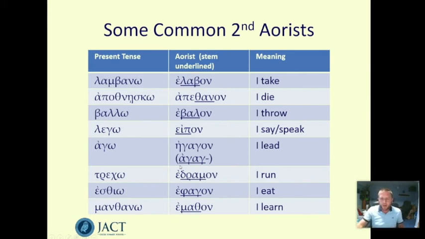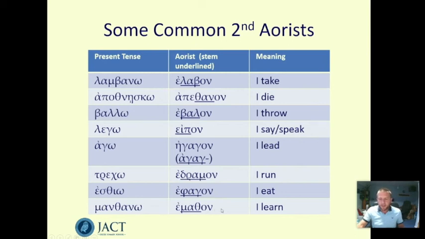Ago actually doubles up to agag for its aorist stem. That alpha then turns into an eta when we use the augment. So ēgagon is the aorist of ago. Trecho turning into edramon, we've already mentioned. Esthio turning to ephagon. So I eat turns into I ate. You can see that one changes quite a lot in English too.